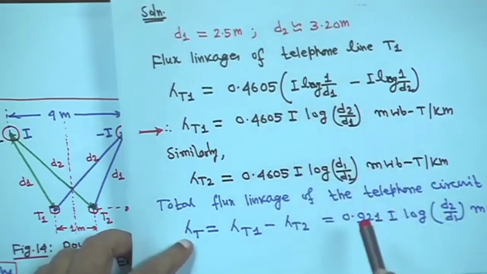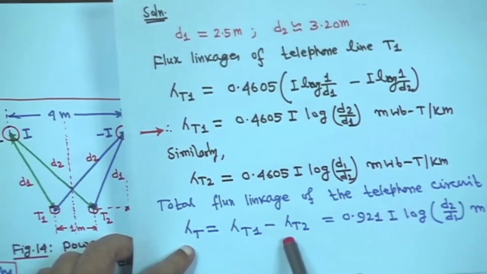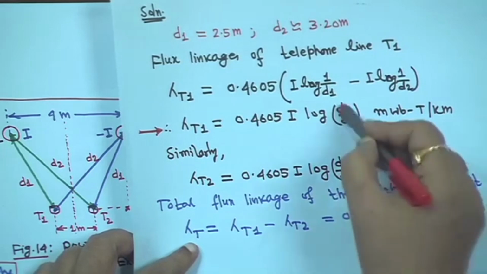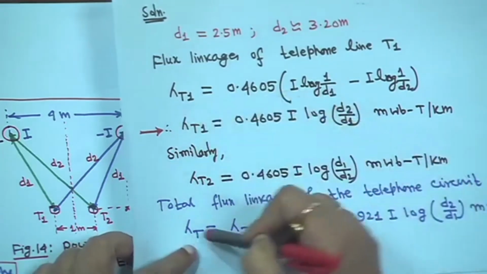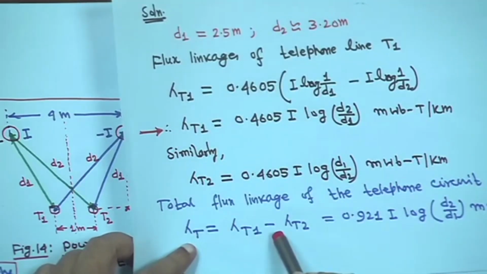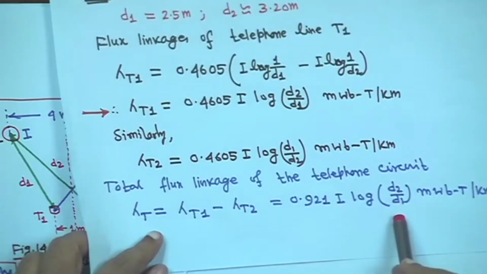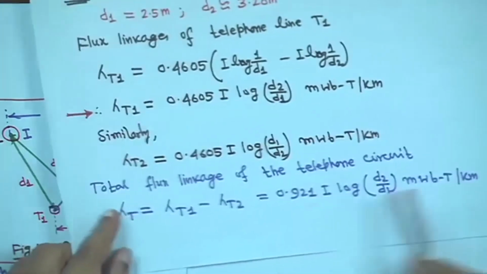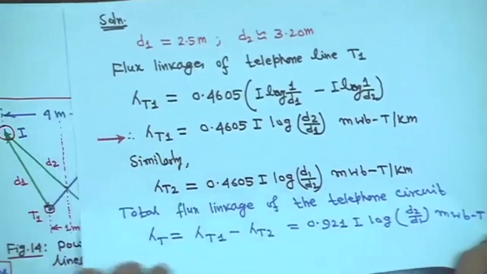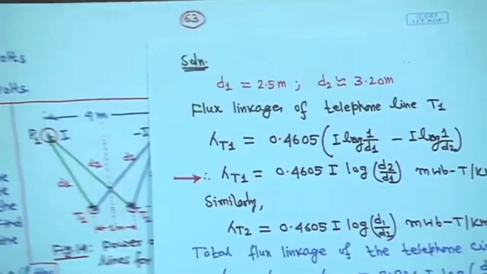Now, total flux linkage of the telephone circuit, we are writing lambda T equal to lambda T1 minus lambda 2. This is left up to you, why minus; you think about these two equations, lambda 1 and lambda 2, and you think of the total in another way, right, then you will get the answer. Now, lambda T is equal to lambda T1 minus lambda 2, it will come 0.921 I log D2 upon D1 milliweber turns per kilometer. This is up to you, right. A little bit I will leave to your imagination, why, right. So, that means flux linkages we got.